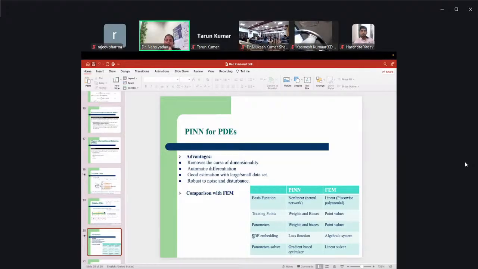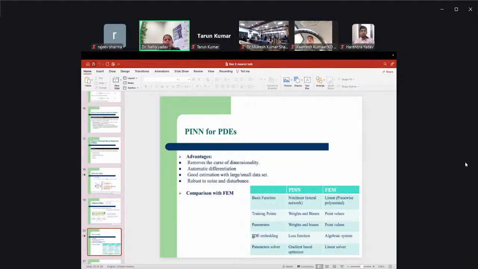It can easily tackle higher dimension problems, where we are evaluating higher order derivatives even using automatic differentiation. It is also advantageous because it is not dealing only with the data set, it is also dealing with the physics of the corresponding data set. So it has better estimation even with a smaller data set, and it is robust to any noise and disturbance in the data set.